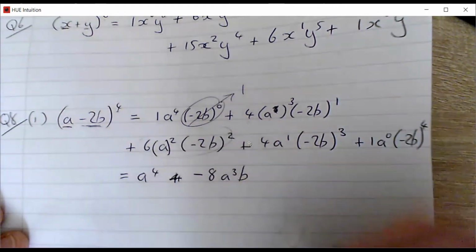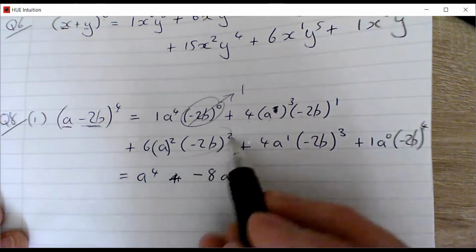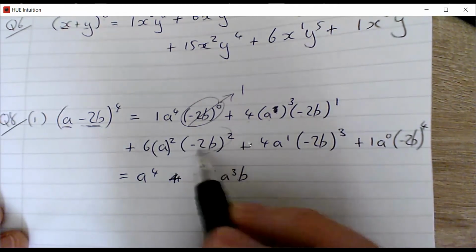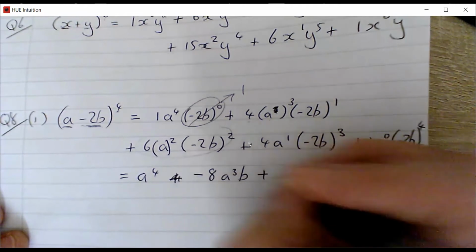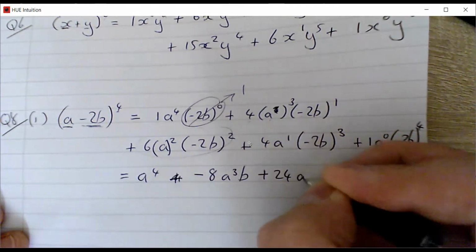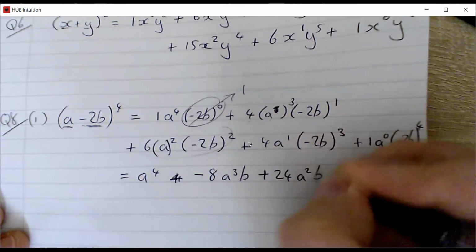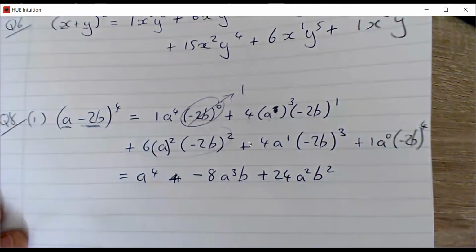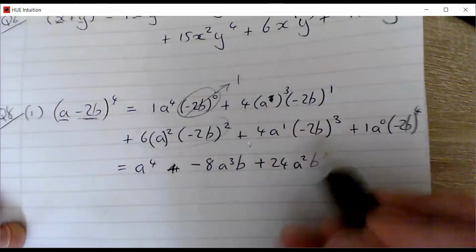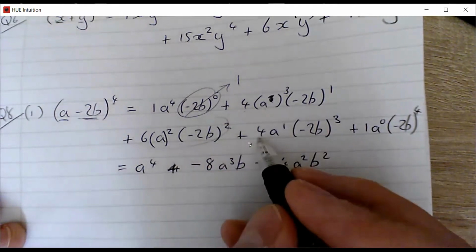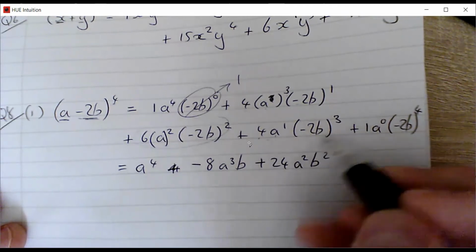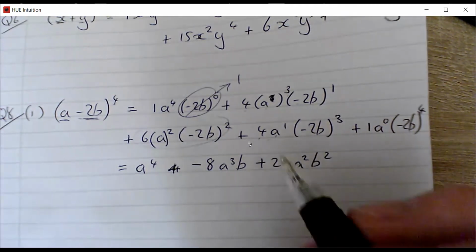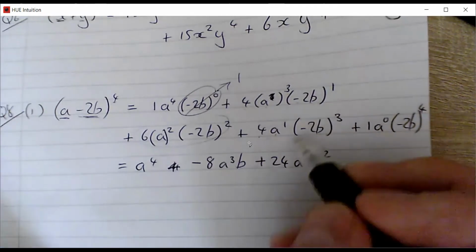This one, now minus 2b squared is minus 2b by minus 2b makes plus 4b squared. And then you multiply that by 6, you get plus 24. You've got an a squared there and a b squared from this b times b. Next term here is going to be 4a, and that's negative 2b by negative 2b by negative 2b. So a negative by a negative makes positive by another negative. This is going to be a negative number.